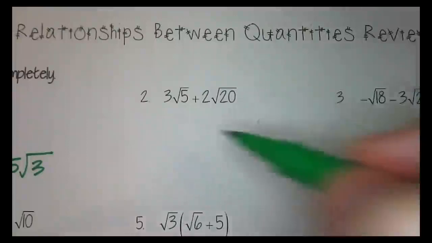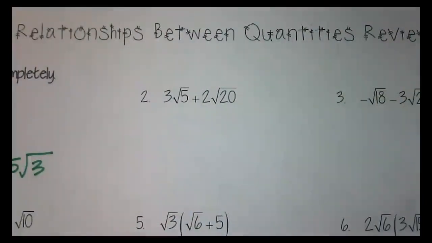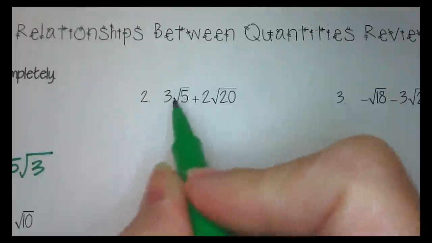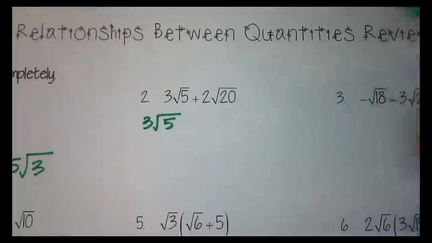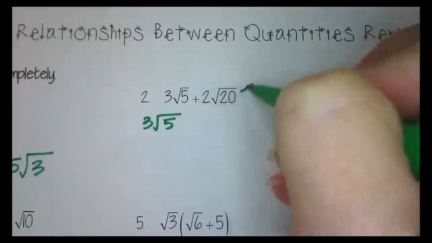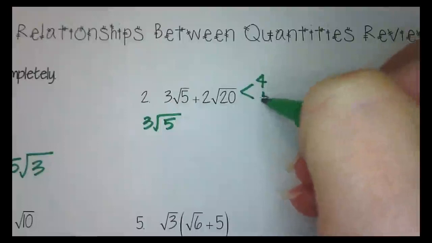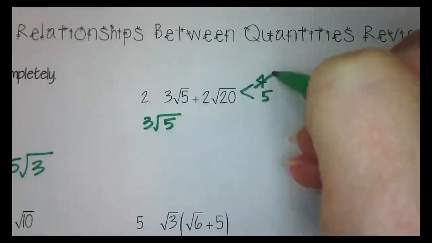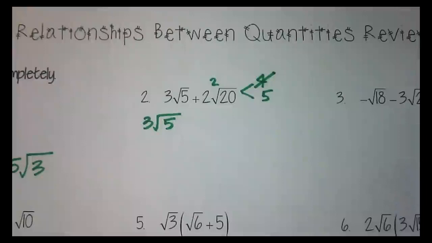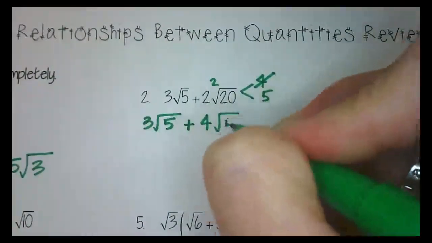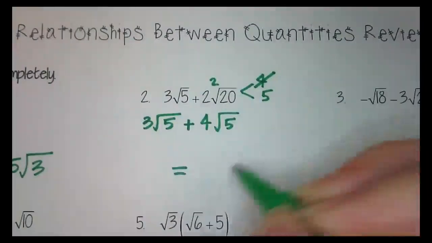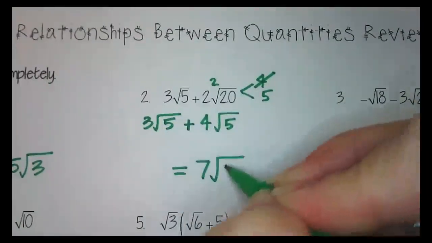All right, number 2, this is an addition with radicals, and I know in order to add or subtract square roots, I have to have like square roots. So I can't simplify this one at all, so that one is going to stay 3 root 5. Now, I know that I can break 20 into 4 times 5. This gives me a pair of 2s. So now I can rewrite this one as 4 root 5. So now I can add them together to get 7 root 5.